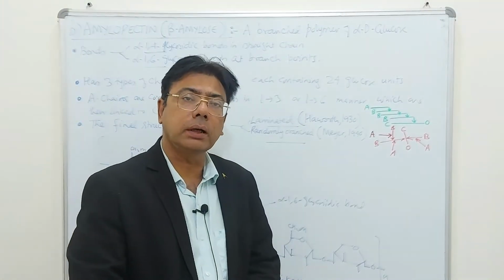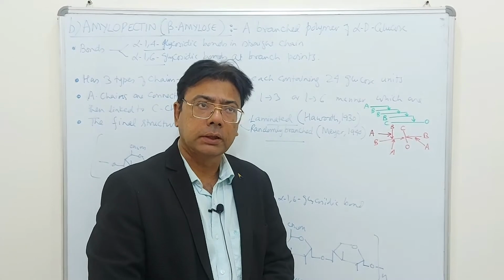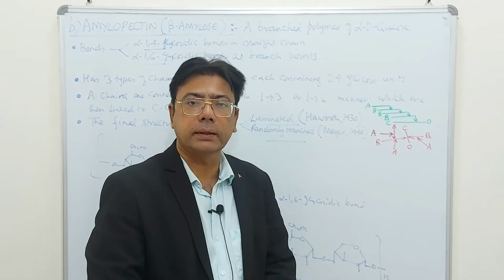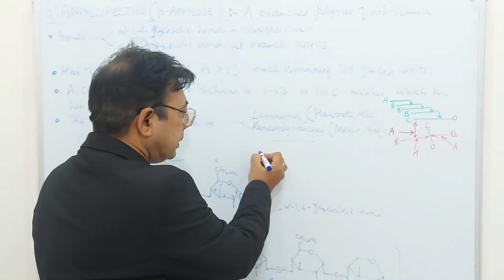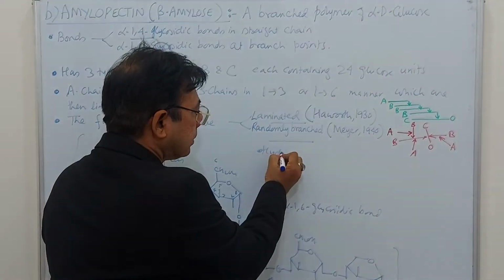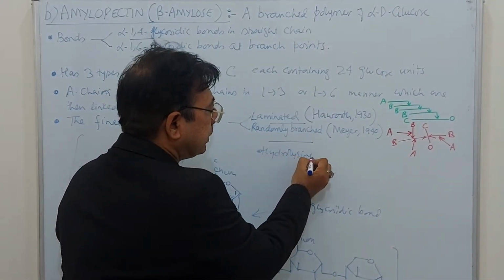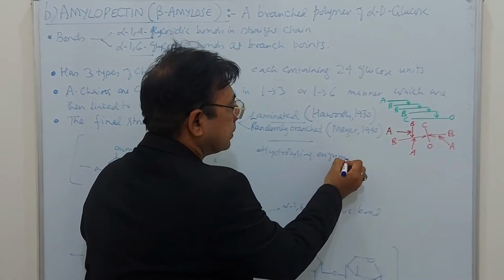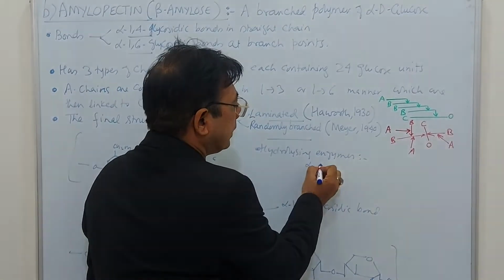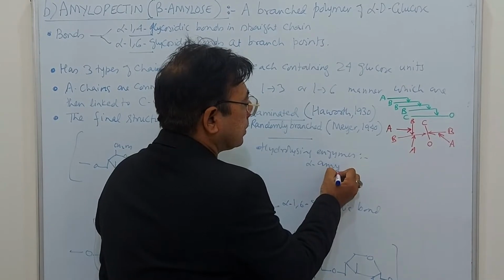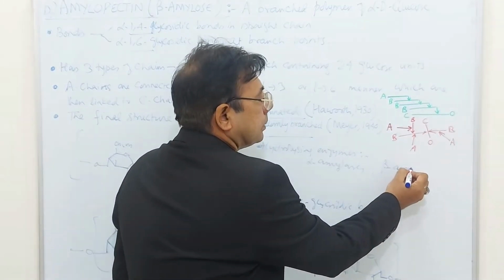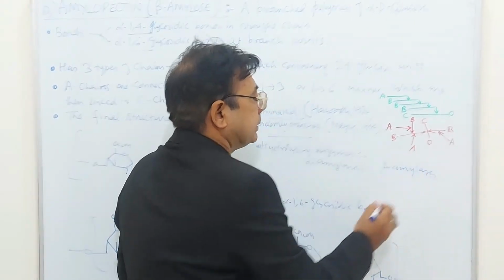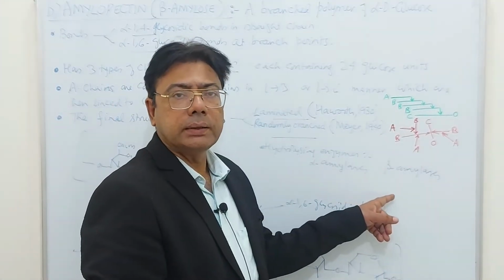Now talking about the digestion of starch. So student, you should know that there are certain enzymes which can hydrolyze starch. These hydrolyzing enzymes, I am writing here, are alpha amylases and beta amylases.